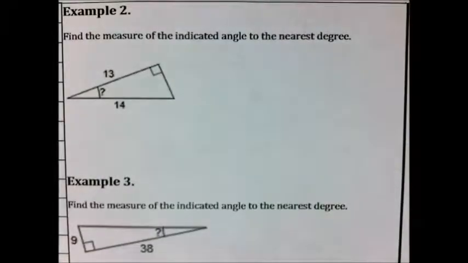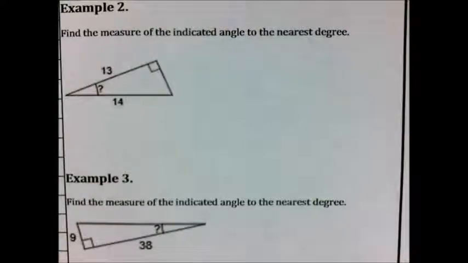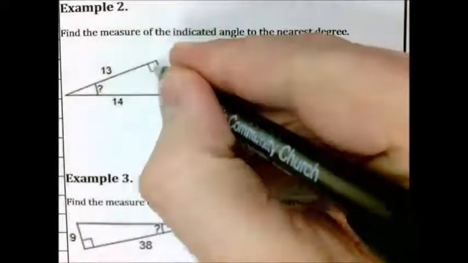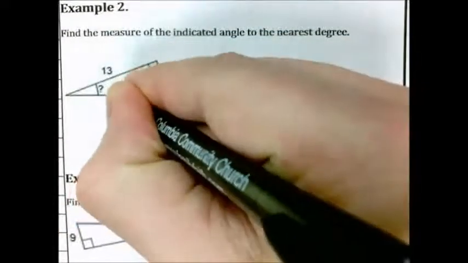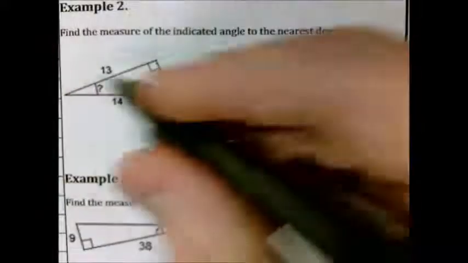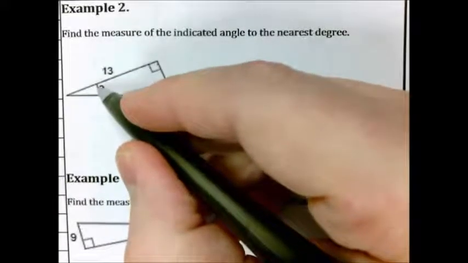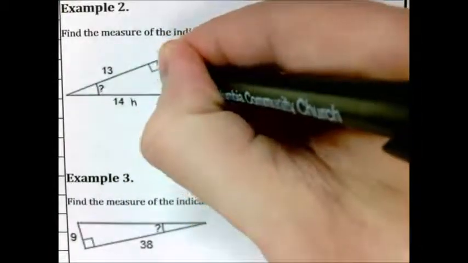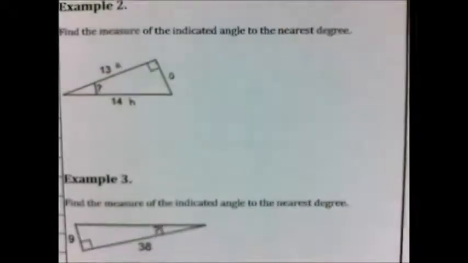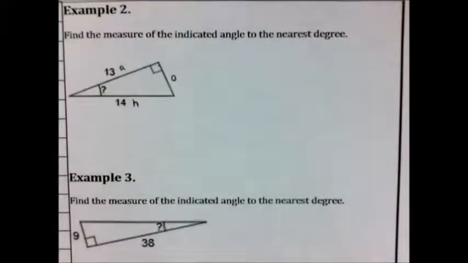Example 2 says to find the measure of the indicated angle to the nearest degree. The first thing we need to do is identify which side is which. The side across from the right angle is always our hypotenuse. The angle in question is right here, which means the side opposite it needs to be our opposite, and finally our adjacent is the side lying right next to it. That's an easy way to figure out which sides are which: first identify the hypotenuse, then the opposite, then the adjacent.